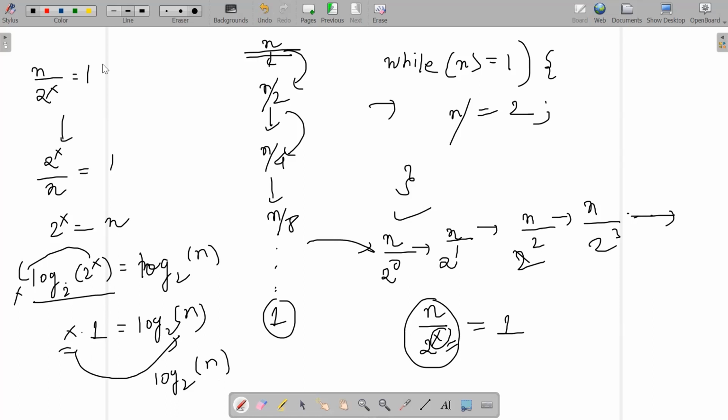So whether you divide repeatedly by 2 or whether you multiply repeatedly by 2, you are going to end up in exactly log n operations. Got my point? Okay. Only in this case, right? Multiply or divide by 2. What if I say you are repeatedly dividing by 3, not 2? Then what should happen?